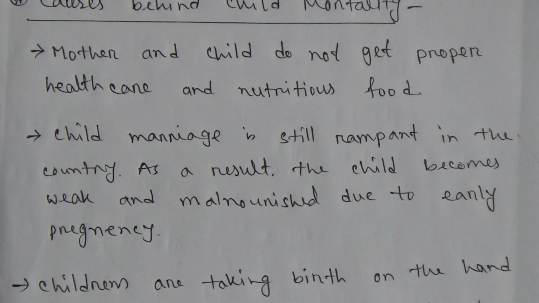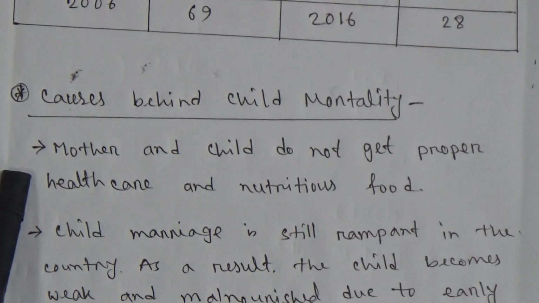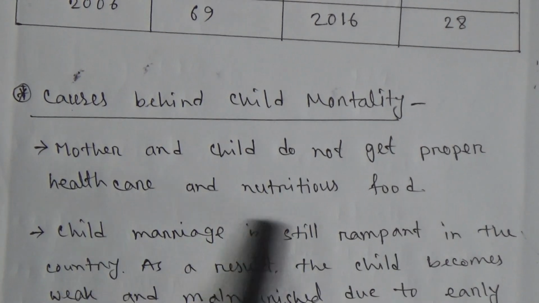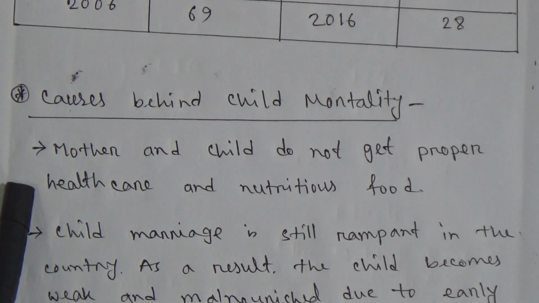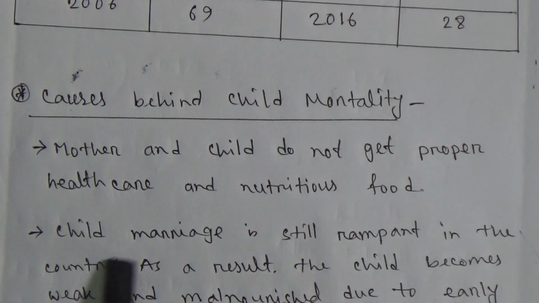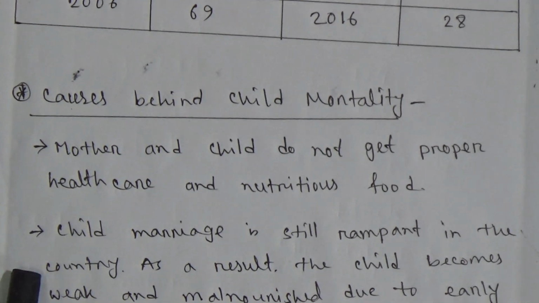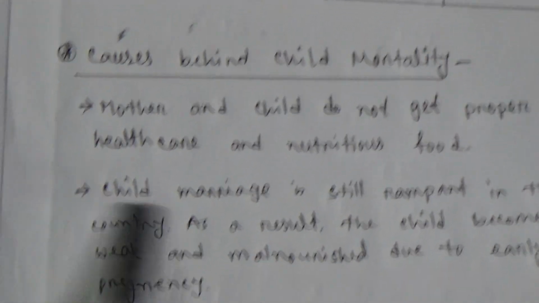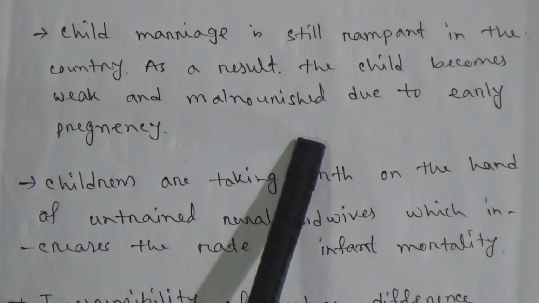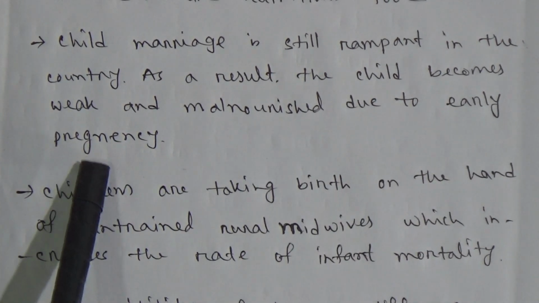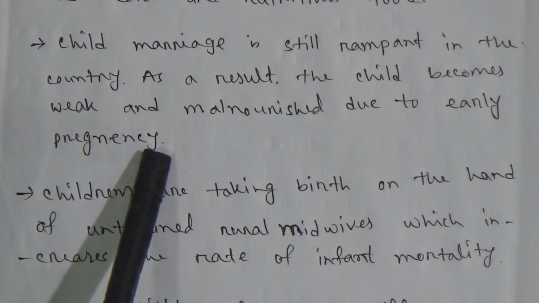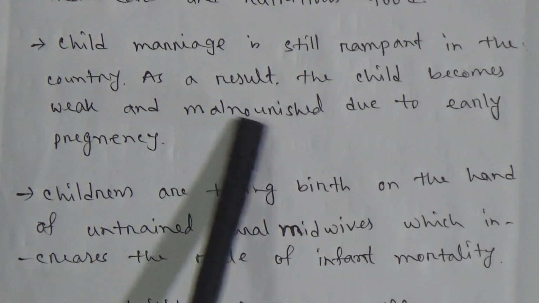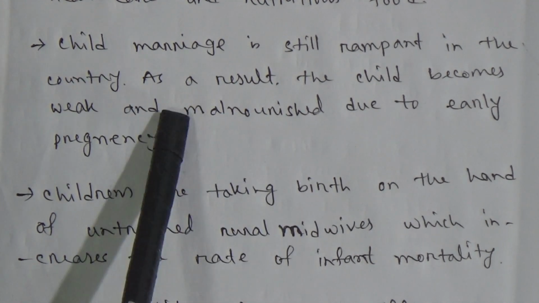Now we will find the causes behind child mortality. The first one is that mother and child do not get proper healthcare, nutrition facilities or nutritious food. Yes, this is the most important cause of child mortality. Child marriage is still rampant in the country. Yes, still now the rate of child marriage is not that low. As a result, the child becomes weak and malnourished due to early pregnancy. Whenever a girl is getting married, she becomes pregnant very early, so she has to give birth early. So that's why the child becomes weak and malnourished.